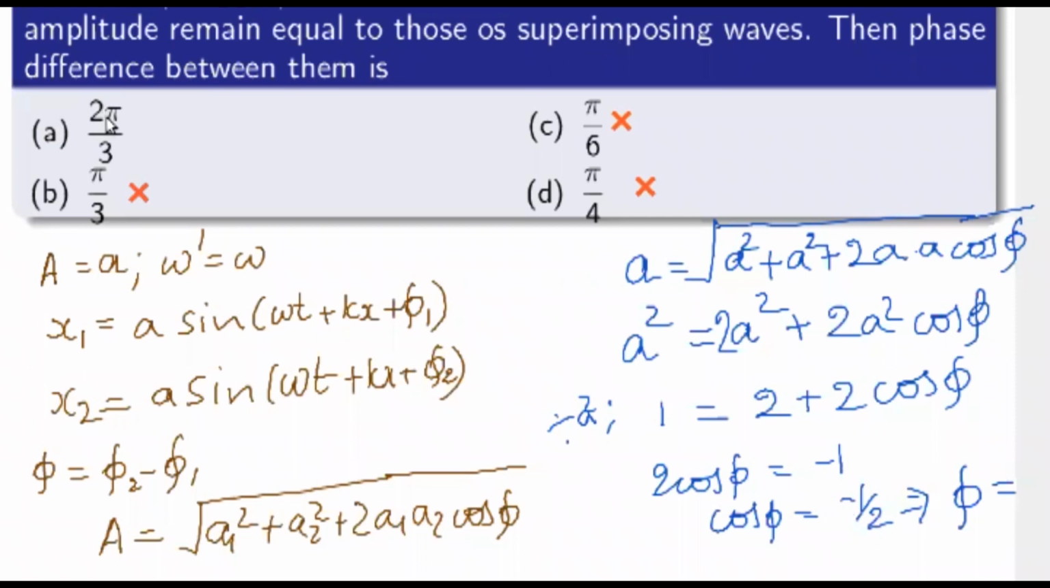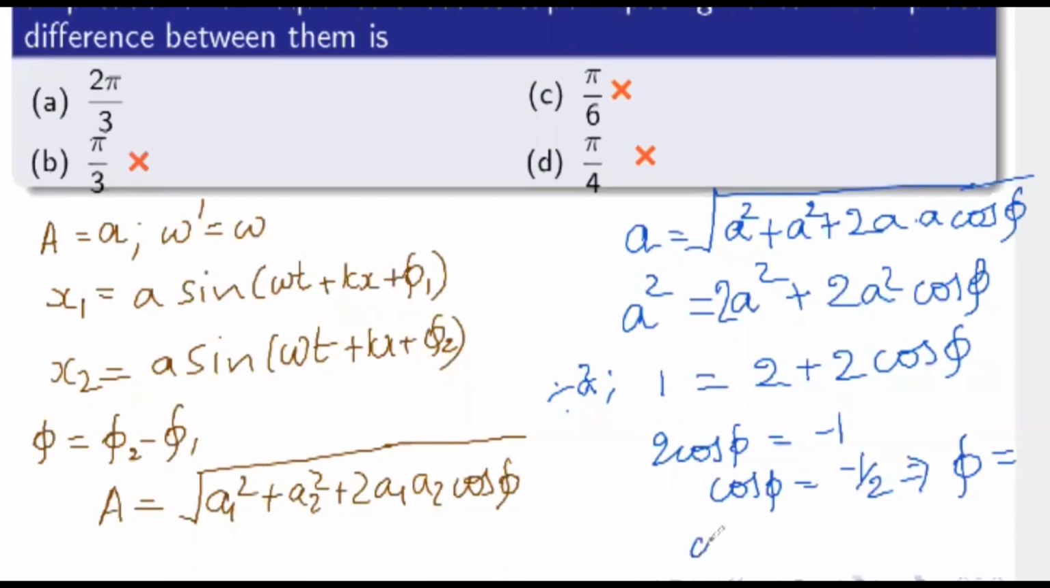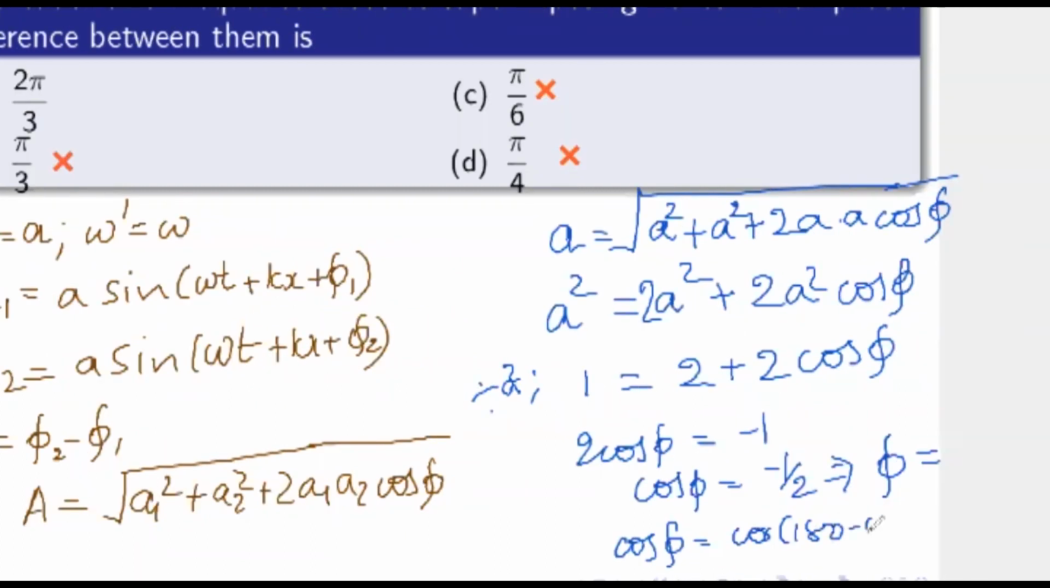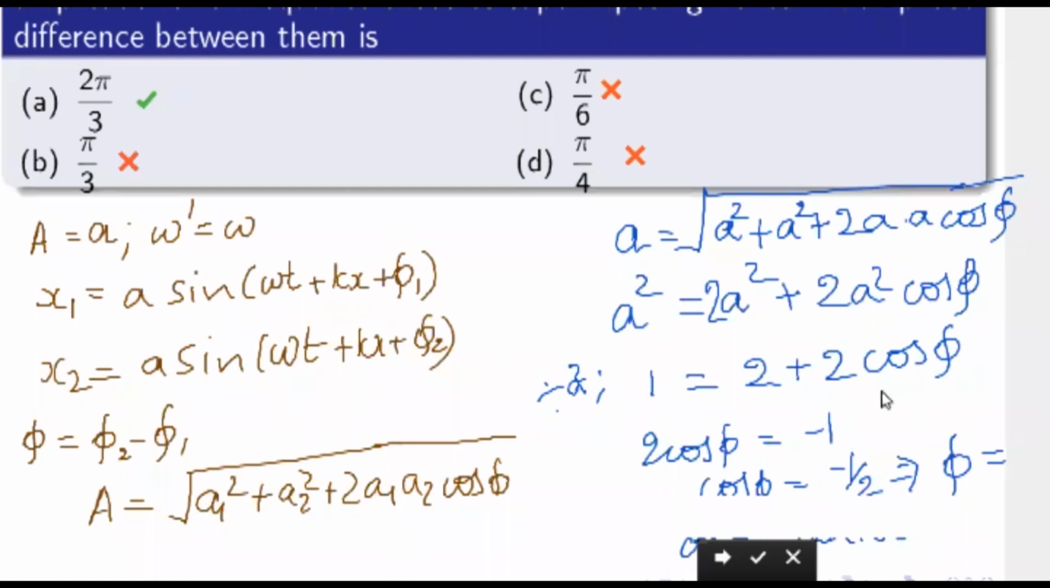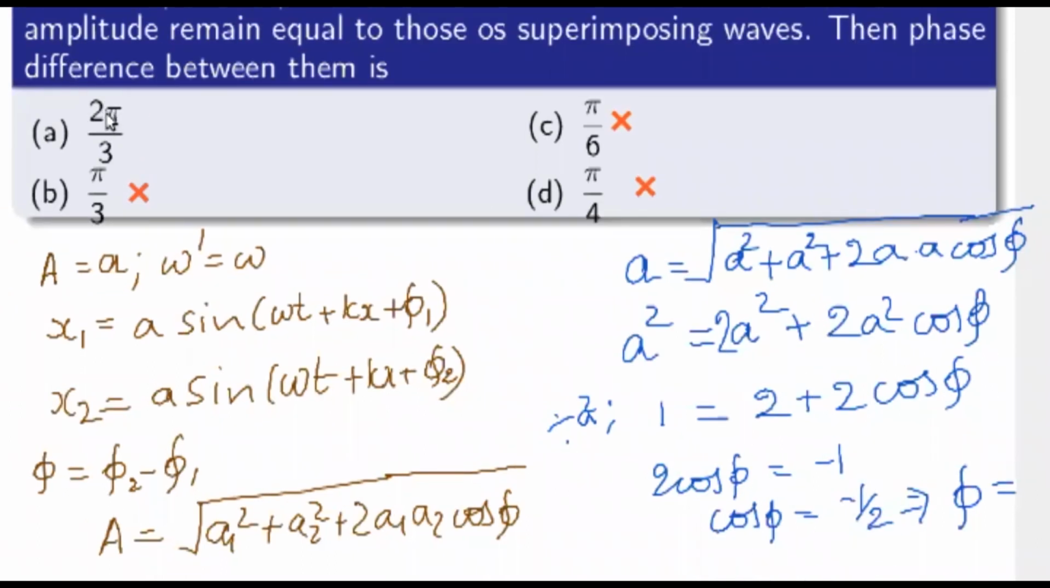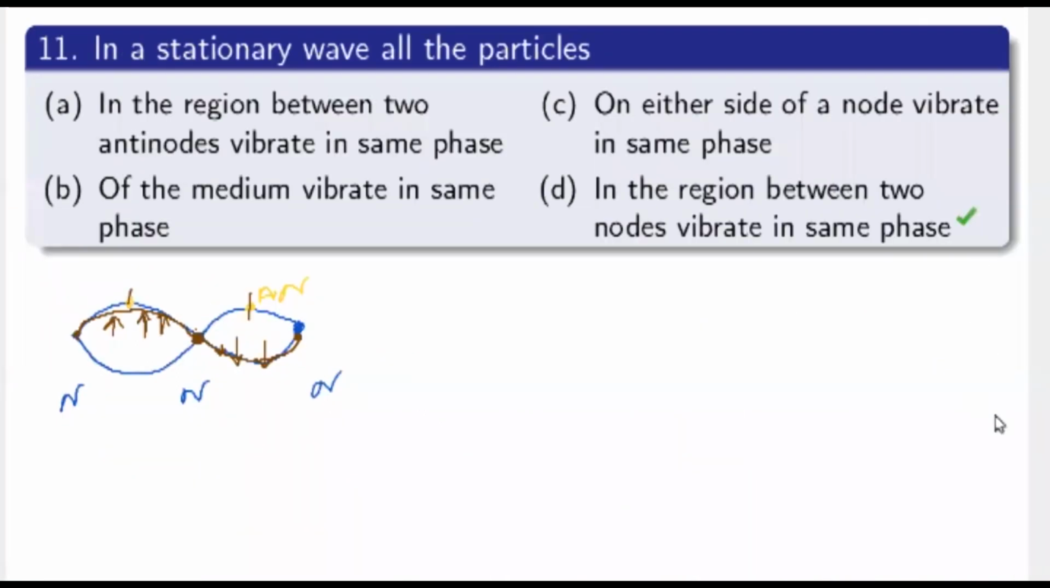So option A is reading 2 pi by 3. 2 pi by 3 is 120 degrees. So I can write cos minus 1 by 2 equals cos of (180 minus 60). Therefore, that is cos 120. The value of the phase difference is 120 degrees, or 2 pi by 3 radians. So option A is the correct answer.